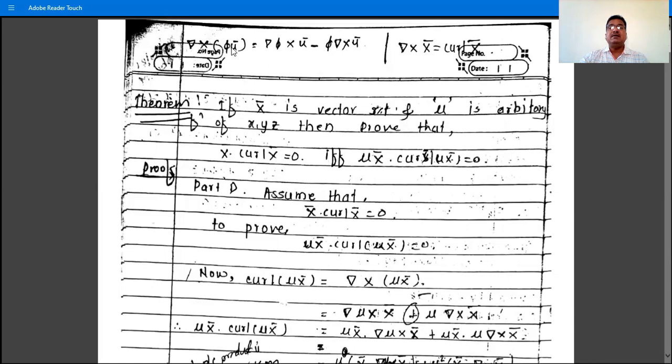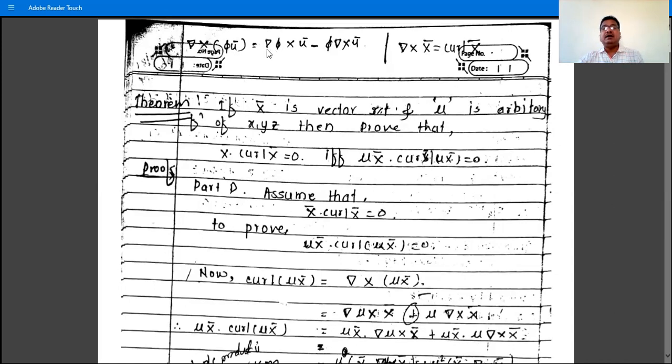So it is del phi cross u bar minus phi del cross u bar. So this is the rule. Del phi means grad phi. There is no notation between del and phi. Don't write dot or cross in between this del and phi. It is del phi. Del phi means grad phi.